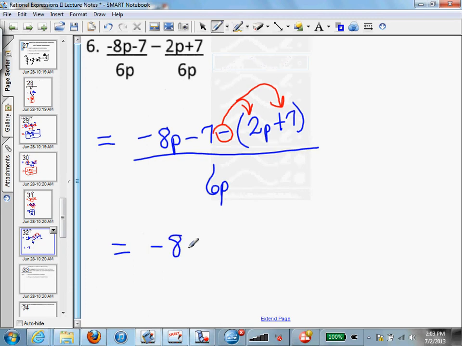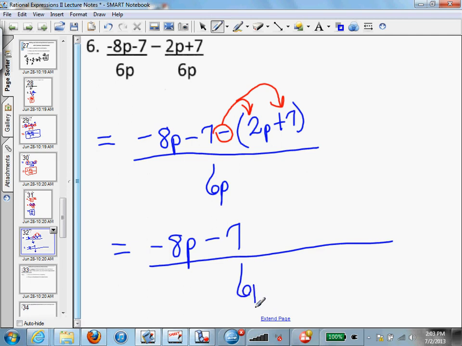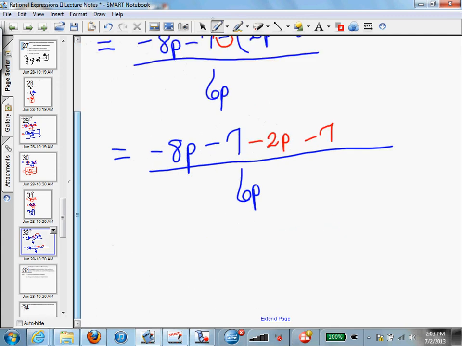So we're going to rewrite everything that we have except the parentheses, negative 8p minus 7 with our common denominator of 6p. Now in red, I will write everything distributed, so we have negative, and when it's just that negative, it's just going to change the signs inside, so we have negative 2p minus 7, because that's what you distribute across.